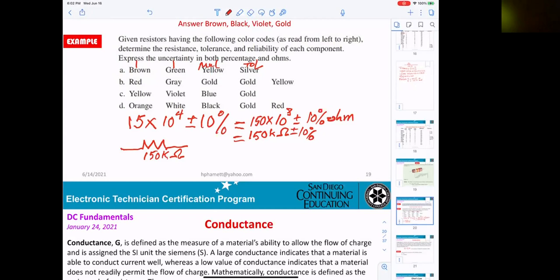Okay, now, the answer will be... can you tell me which way you want? By looking at the color code, or using the meter to measure it. Oh, okay. You see that? If they say, I want you to tell me using the color code, now how can you answer?